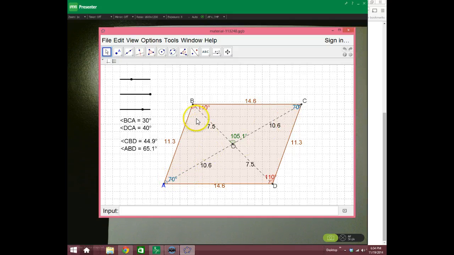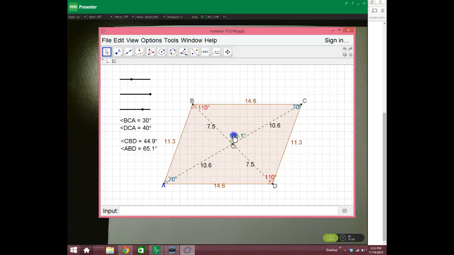The third property is that the diagonals bisect each other. So you can see here's the middle of the two diagonals. Again, BD is one diagonal, CA is the other diagonal. BO is 7.5, OD is 7.5. CO is 10.6, OA is 10.6. Again, they bisect each other, cutting each other into congruent parts. And the thing is, they're not all four congruent, just the two parts of one diagonal and the two parts of the other one.